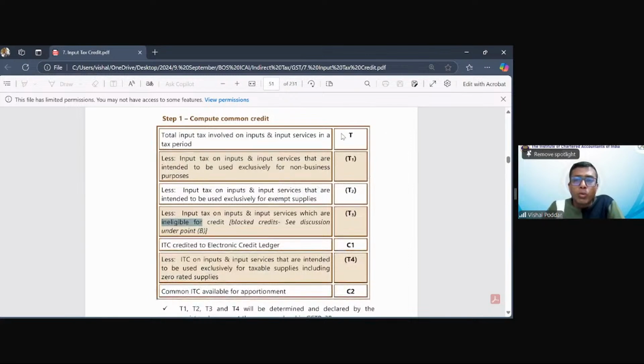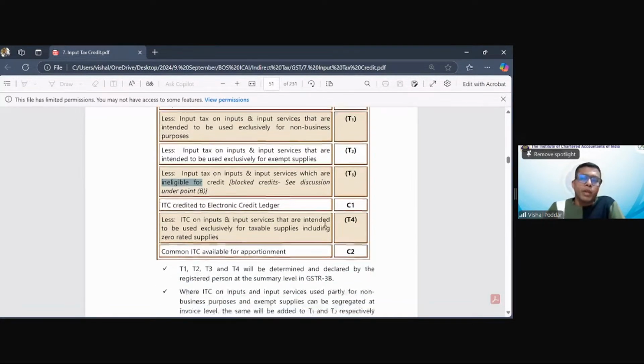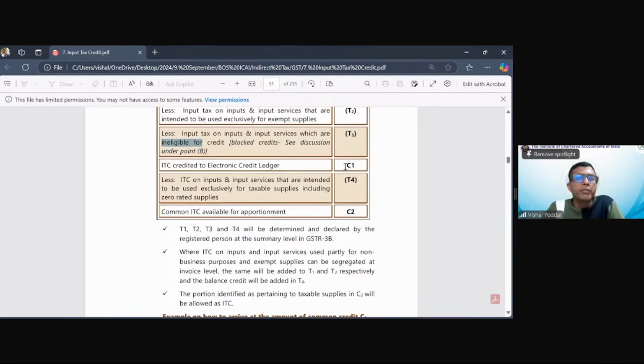So from the total ITC that you have for this month, which is called T, remove these three ITCs, T1, T2, T3. Why? Because you don't get credit for them. One, which is for non-business. Two, which is exclusively for exempt. Three, which is blocked. Now the balance that is left after reducing these ITCs is called C1.